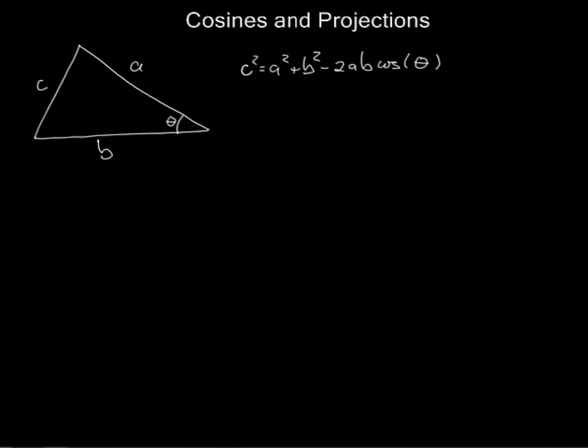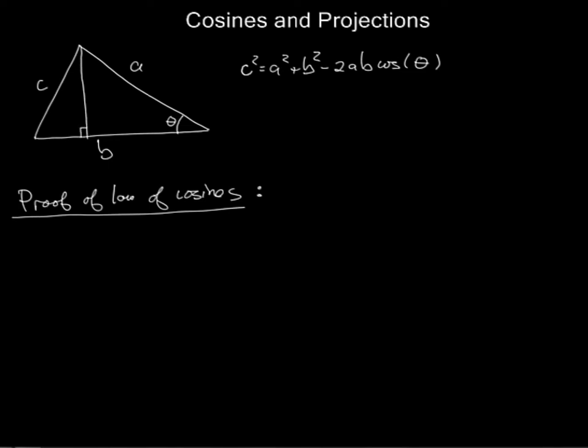I know you guys aren't big fans of proofs, but I want to show you that there's really no magic here. It's just an application of the Pythagorean Theorem. So we have this triangle ABC. We're trying to compute c. And what we do is we divide this triangle up by dropping a perpendicular down to the side labeled b.